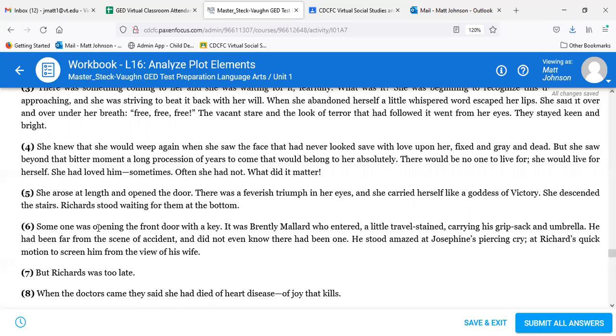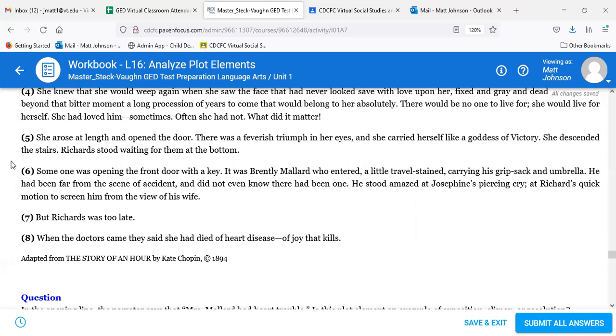Someone was opening the front door with a key. It was Brentley Mallard who entered, a little travel-stained, carrying his gripsack and umbrella. He had been far from the scene of the accident and did not even know there had been one. He stood amazed at Josephine's piercing cry, at Richard's quick motion to screen him from the view of his wife. But Richards was too late. When the doctors came, they said she had died of heart disease, of a joy that kills.